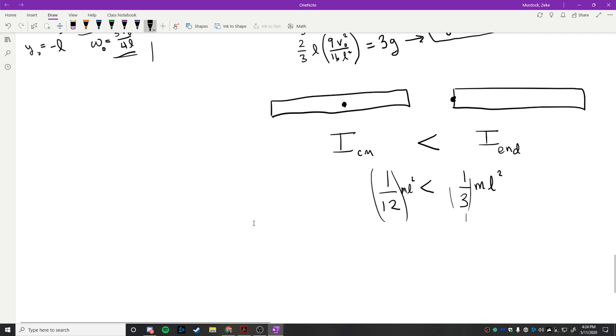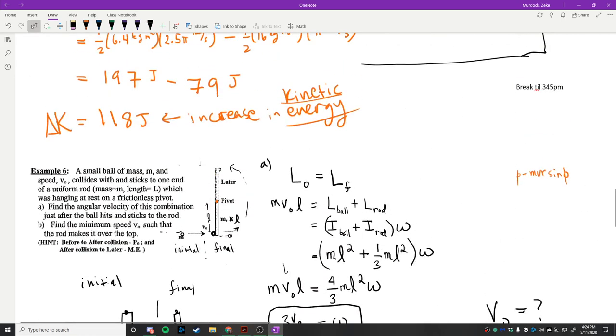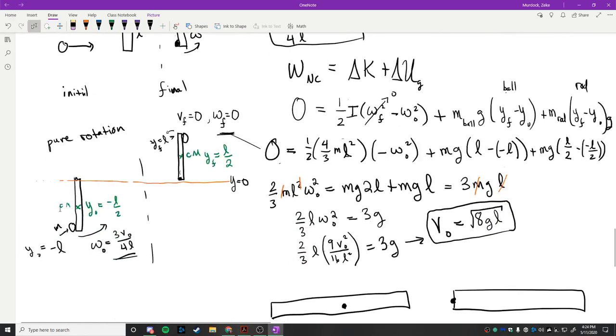I don't know if the picture is throwing you off, because maybe you think it looks like the rod has a length of 2L. It doesn't. It has a length of just L. And that's a pivot. That's why I redrew it down here like this, going up to here.